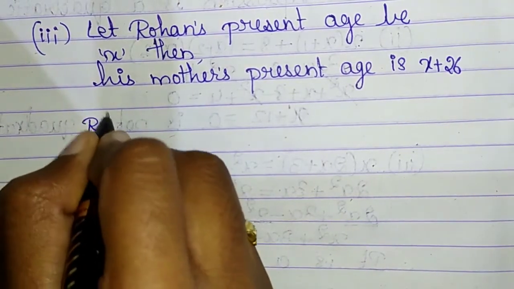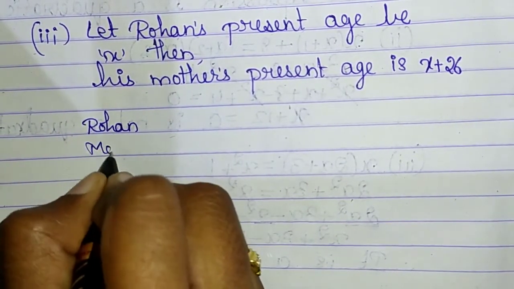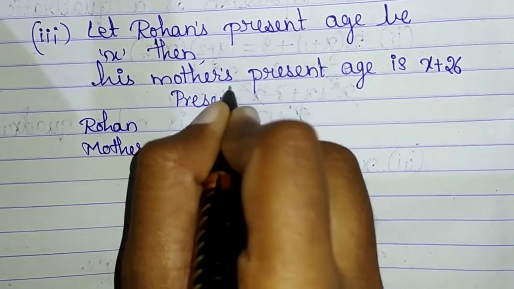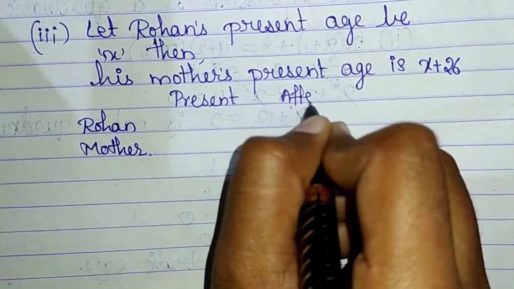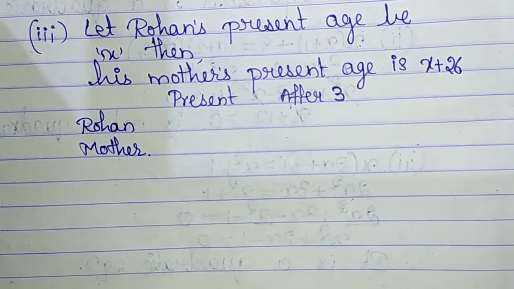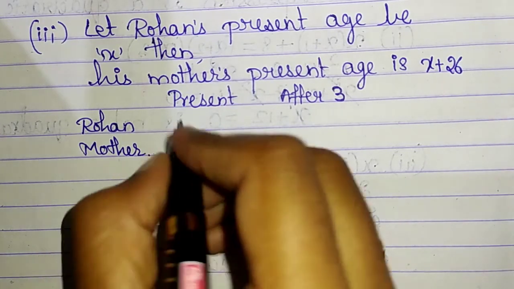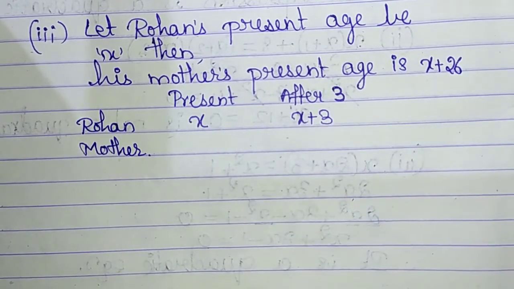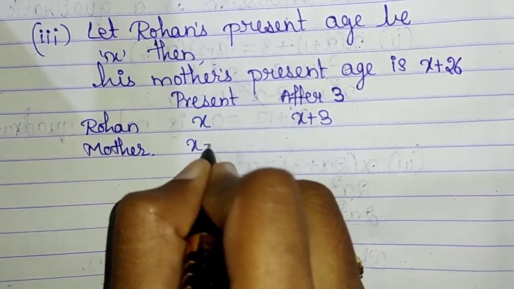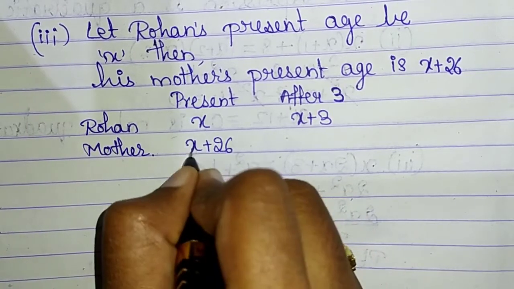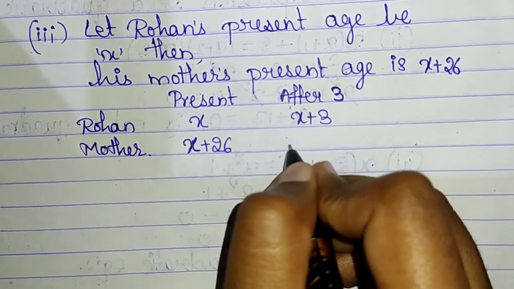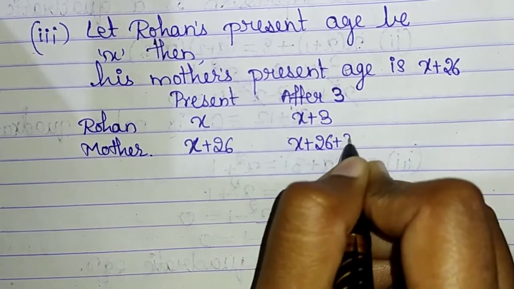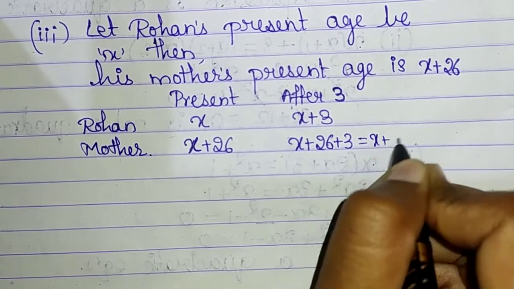So let us now represent the situation as present and 3 years later into the future, because that will make things easier in a table. So Rohan and his mother, Rohan's age, this is present, this is after 3 years, because the question says the product of ages after 3 years. So Rohan's present age is x. Then after 3 years, his age will be x plus 3. His mother's present age is x plus 26, because she is 26 years older than him. Then after 3 years, her age will be x plus 26 plus 3, which is nothing but x plus 29.